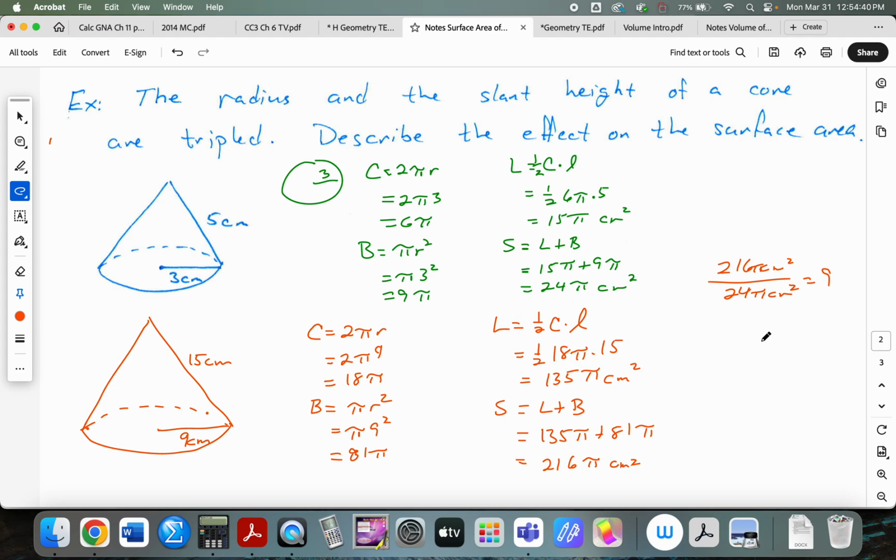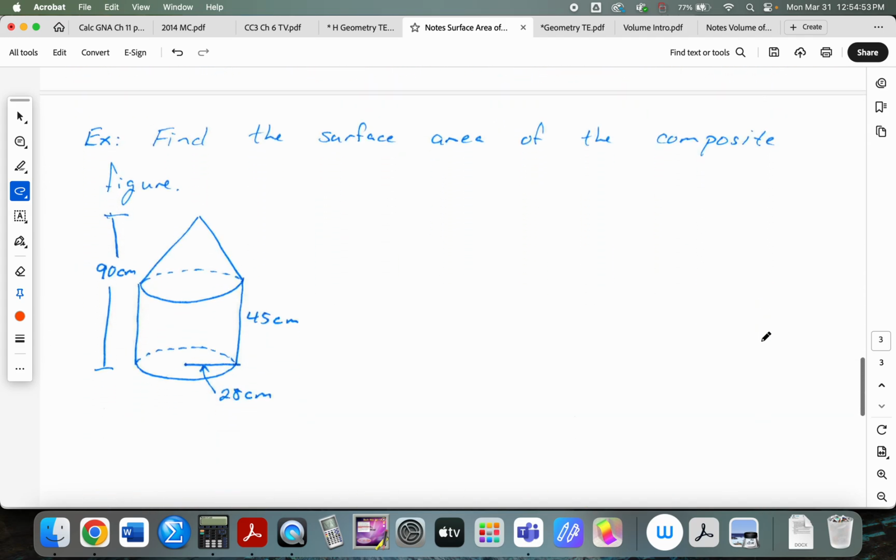How much do you think the volume would increase by? 27, because it's 3 cubed, because it's cubic units. Okay? All right.